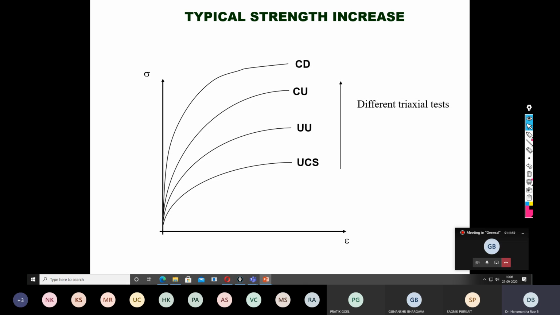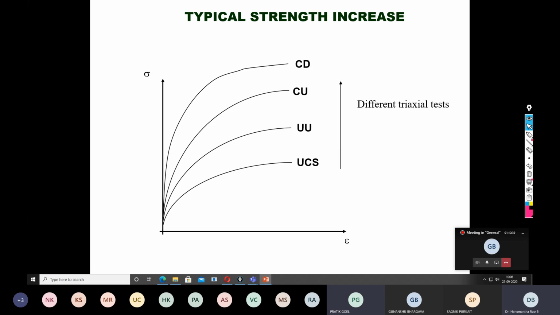So this is a small summary about different triaxial testing. If you look carefully here, the UCS will give you the least amount of soil strength, then followed by the unconsolidated undrained, then consolidated undrained, then consolidated drained. Okay. So can anybody explain how, for the same soil, the strength is improving? We did not change the soil sample, but even then, how is the strength getting improved?